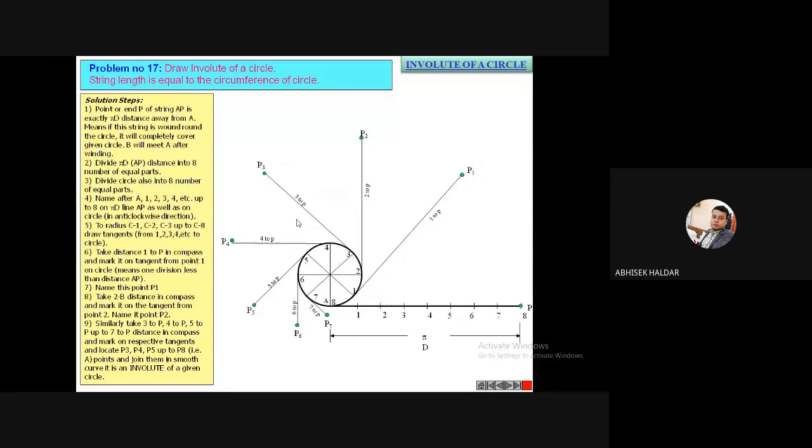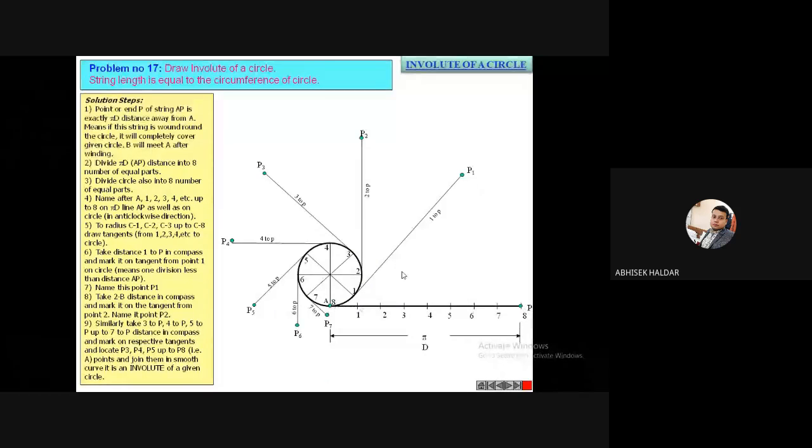That means this 8 and P will be the same point when my string length and my pi d length are equal, that means when my case L equals pi d. When my L is equal to pi d, then only 8 and P point will be the same. So as I am discussing this part, here 8 and P will be the same point. So the last point will be nothing but this 8th point.